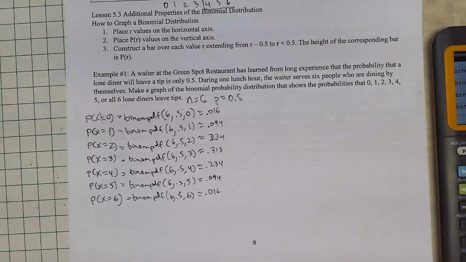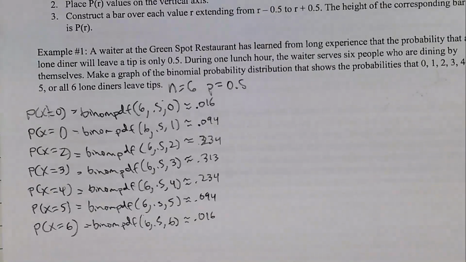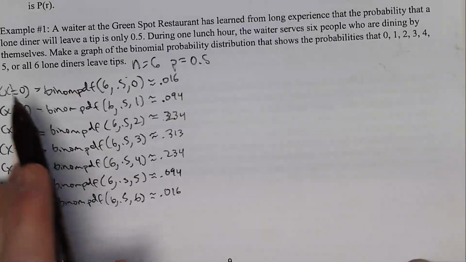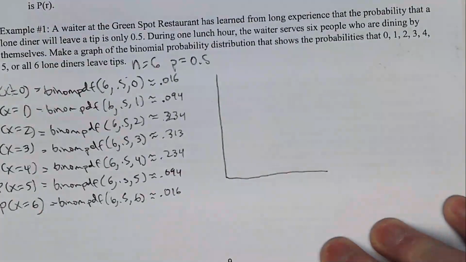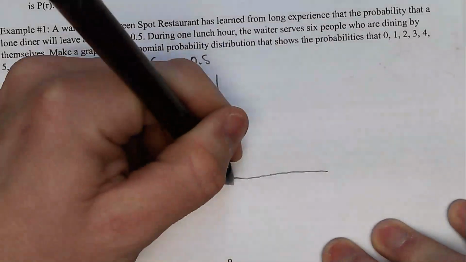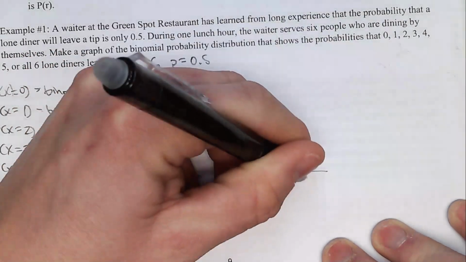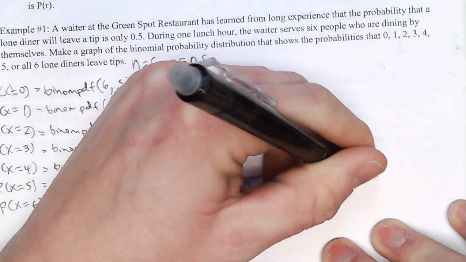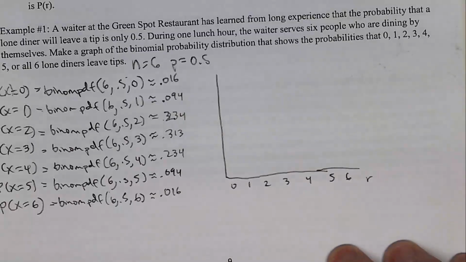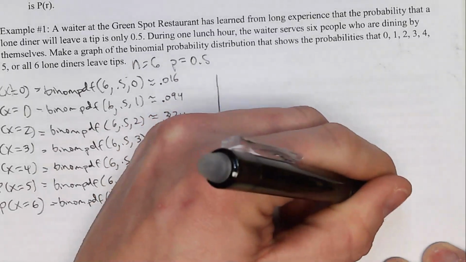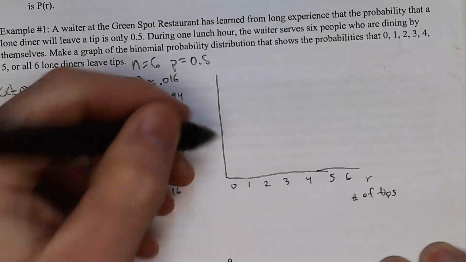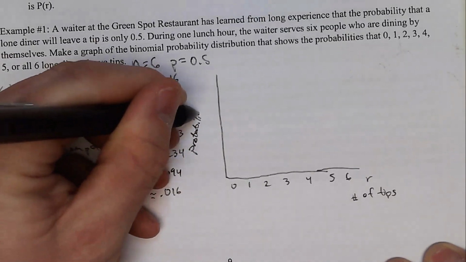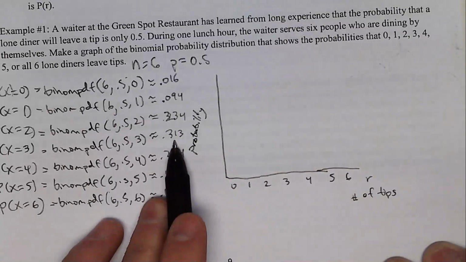Now my goal is to make a graph of these probabilities. My x values are going to be my r's: 0, 1, 2, 3, 4, 5, and 6. You can call this r, or you could also call this the number of tips. My y value will be my probability. What's my highest one? 0.313. So I'm going to go up to 0.4.